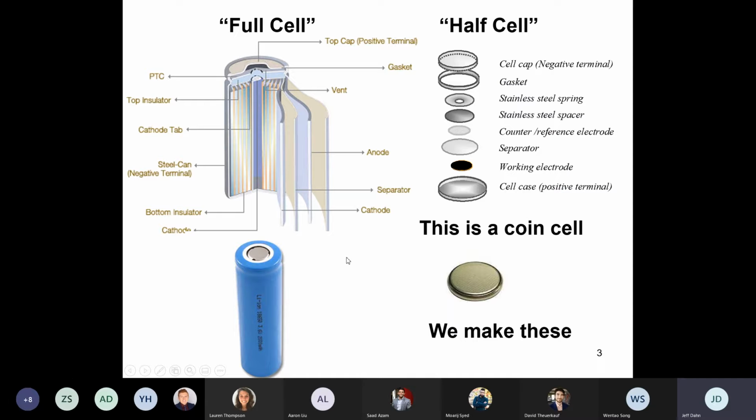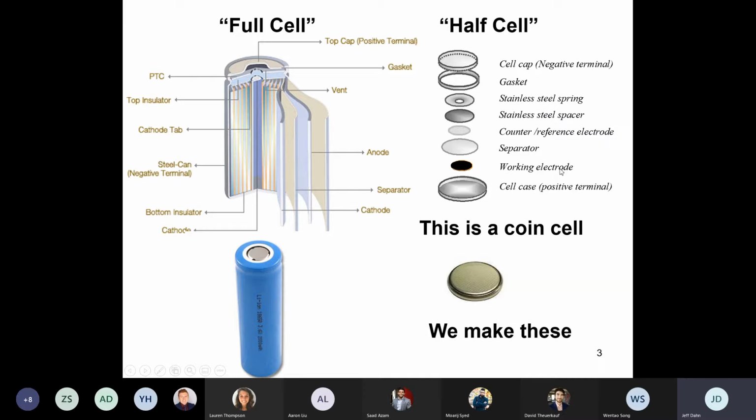Virtually everyone knows the construction of a cylindrical cell. It has a positive electrode or cathode, which has electrode coatings on both sides of an aluminum foil. It has a separator, which we'll talk about in detail. It has a negative electrode, which is graphite coated on both sides of a copper foil, and another separator. And it's wound up into a spiral, a jelly roll, and put into a can.